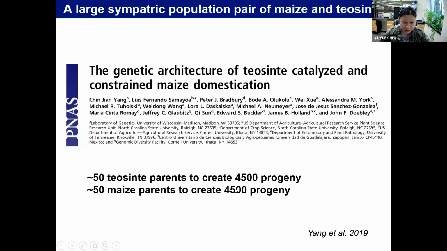To answer the first two questions, our lab published a paper 2 years ago where they used a large sympatric population pair of maize and teosinte to study the genetic architecture of maize domestication. In this study, they used 50 teosinte parents to create about 4,500 progeny, and also used 50 maize parents to create the same number of progeny for comparison.